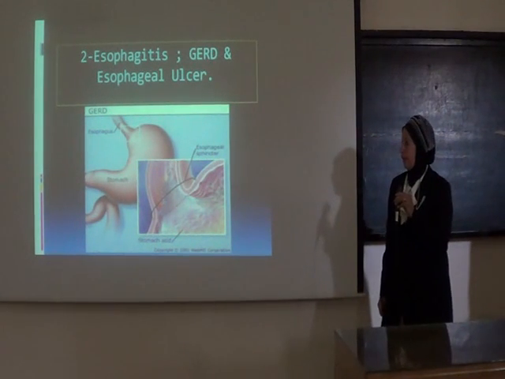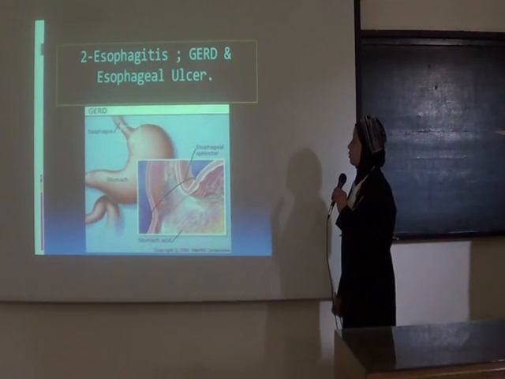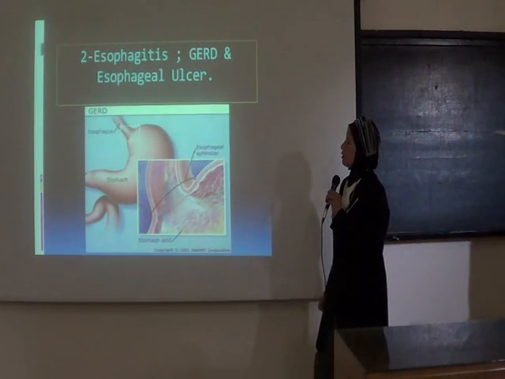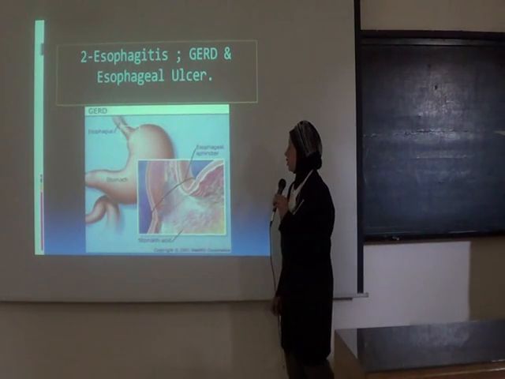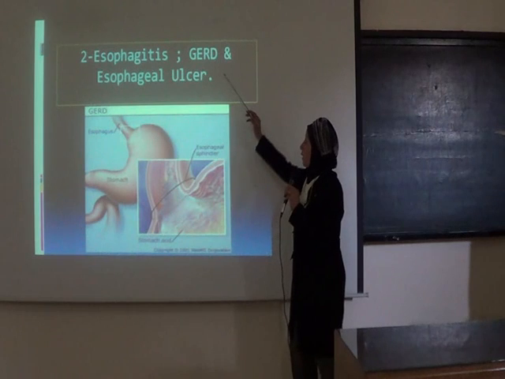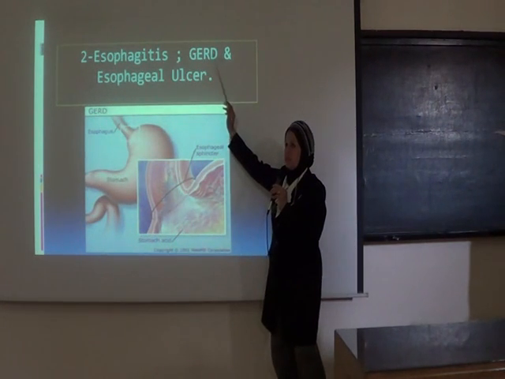The third cause of bleeding is hiatus hernia, diverticular disease in the esophagus, foreign body in the esophagus, Mallory-Weiss tear. Each of these different lesions will cause bleeding.